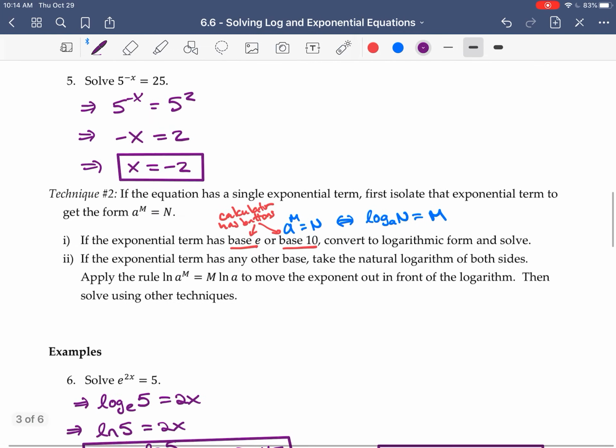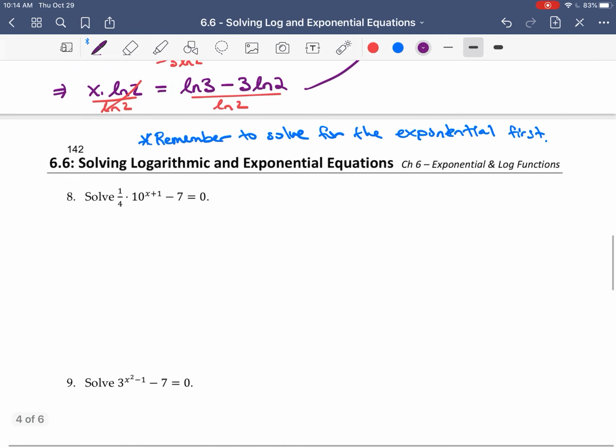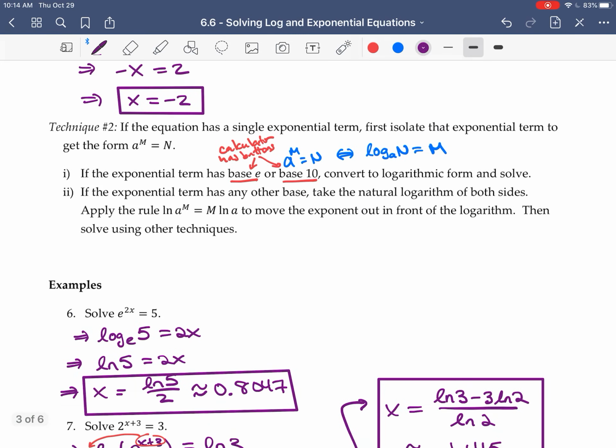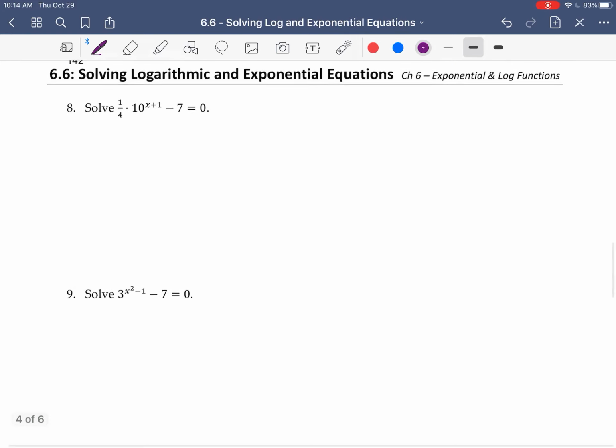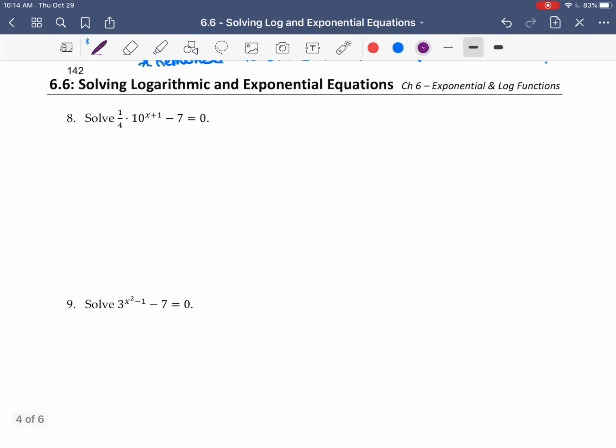Okay, now let's try this one here. So here I've switched to exponentials, but the methods are similar. When I have one exponential, like I do here, 10 to the x plus 1, what I'm going to do is solve for the exponential, like we did for the logs. So I'm going to get the exponential by itself, so move everything to the other side. So I have 1 over 4 times 10 to the x plus 1 is equal to 7. Multiply both sides by 4 to get rid of that 1 over 4. So I have 10 to the x plus 1 is equal to 28.